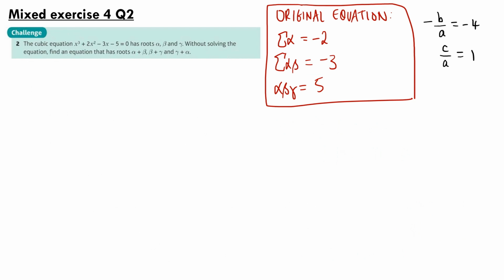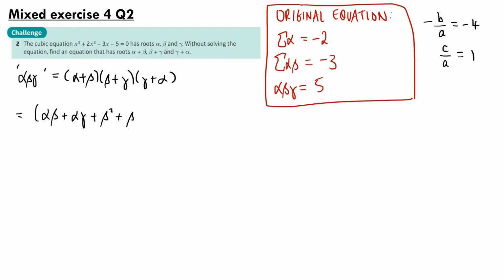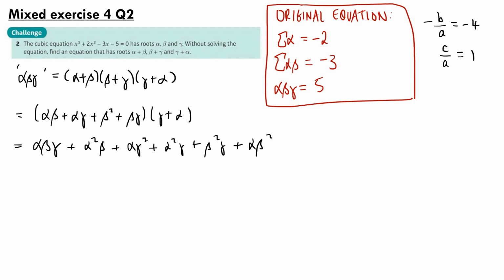Okay, and finally, we just need to find out what alpha beta gamma for the new equation is. So that's alpha plus beta times beta plus gamma times gamma plus alpha. And if we expand all this out, let's do the first bracket first. We have alpha beta plus alpha gamma plus beta squared plus beta gamma times gamma plus alpha. Now expanding these last two brackets, we've got alpha beta gamma, then plus alpha squared beta, then plus alpha gamma squared, then alpha squared gamma, then beta squared gamma plus alpha beta squared plus beta gamma squared plus alpha beta gamma.